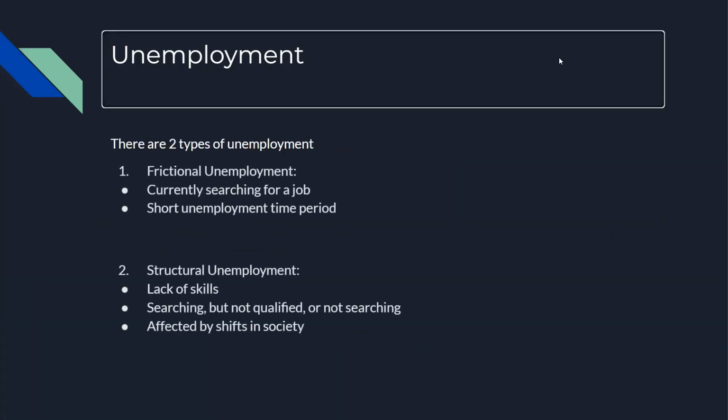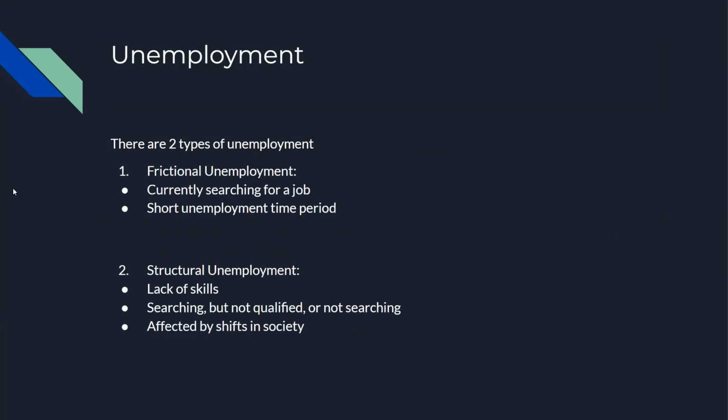There are actually two types of unemployment. Number one is frictional unemployment. It's when you're looking for a job, but you're not going to be unemployed for long. So let's say you're a student, you just graduated from college, and you're just looking for somewhere to work. Right now, you're frictionally unemployed.